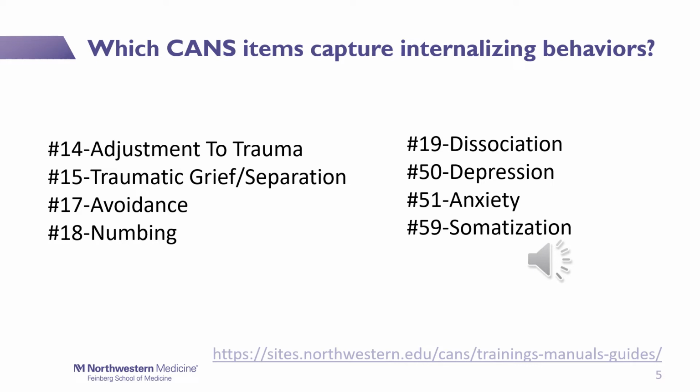There are 8 CANS items that we will be looking at to capture internalizing behaviors. They include 14, adjustment to trauma, 15, traumatic grief separation, 17, avoidance, 18, numbing, 19, dissociation, 50, depression, 51, anxiety, and 59, somatization.